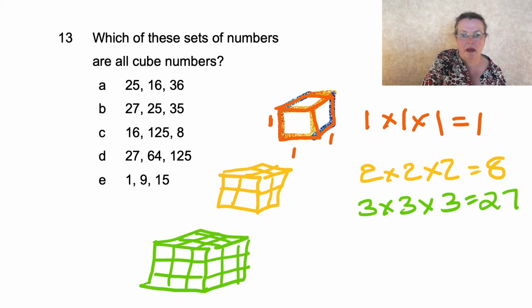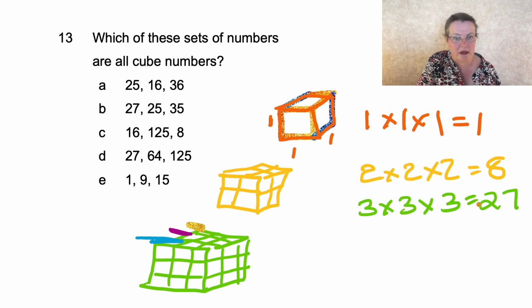So there would be 9. Can you see 9 on the front there? So this layer has got 9. This layer has got 9. And then this layer at the back has got 9. So 3 lots of 9 is 27. Well done.